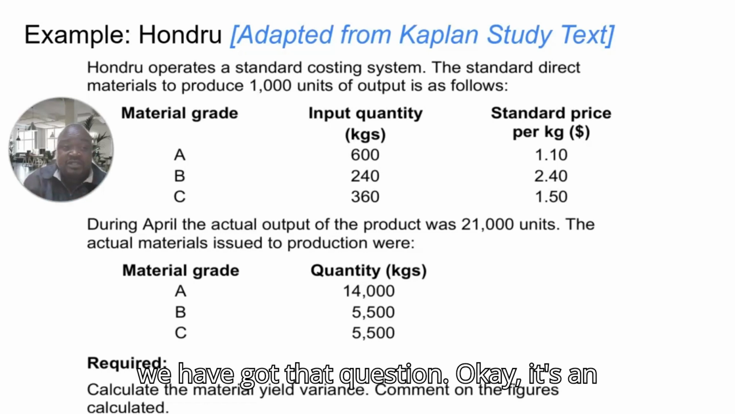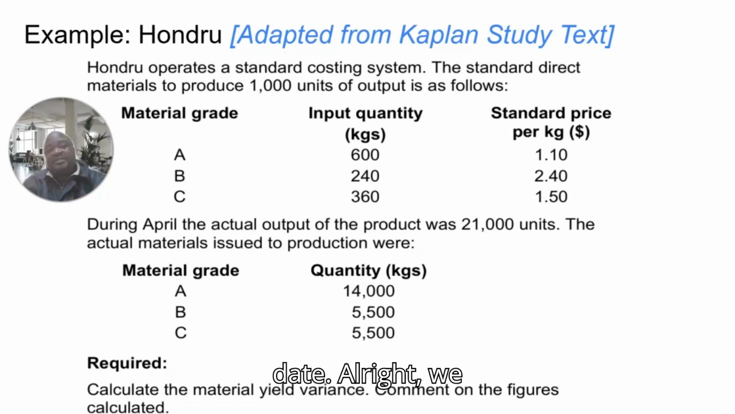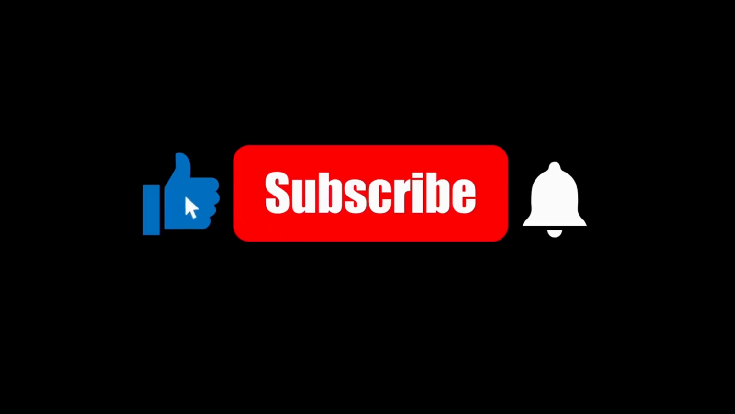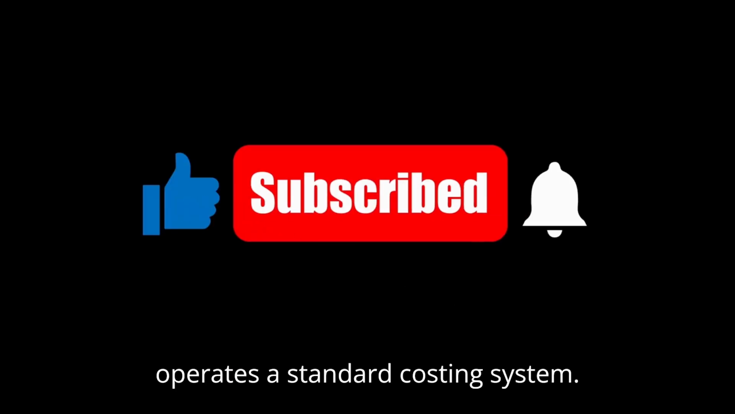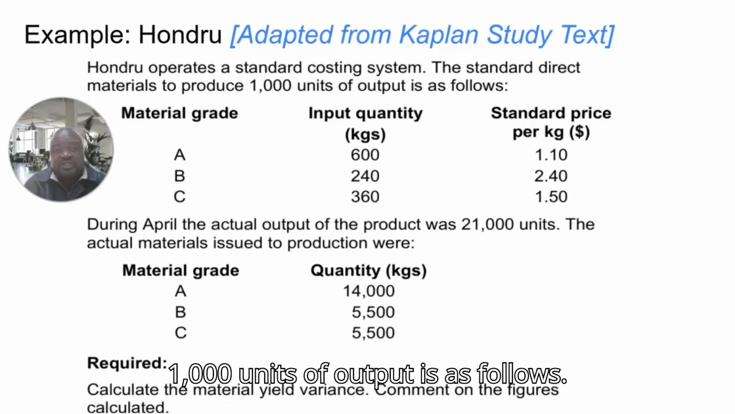We have got that question. It's an example adapted from the Kaplan study kit. We give credit to them. Question 100. Hondru operates a standard costing system. The standard direct materials to produce 1,000 units of output is as follows.